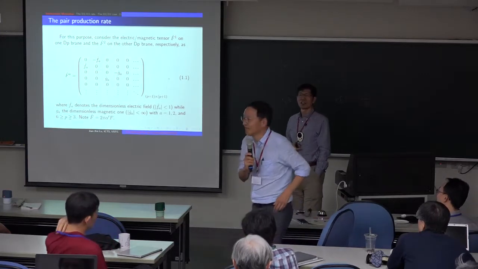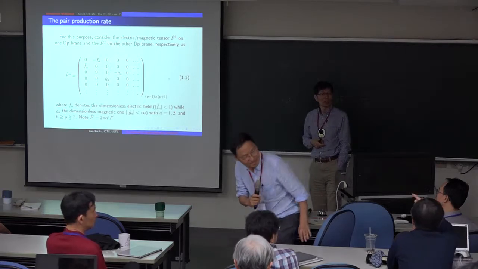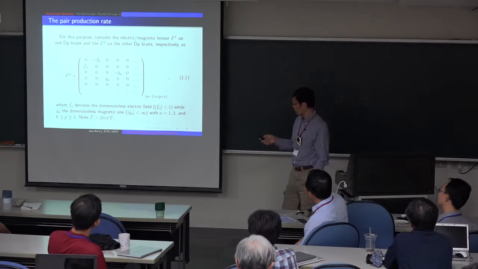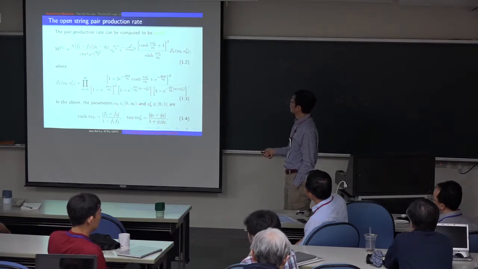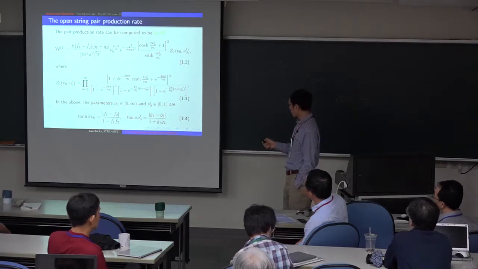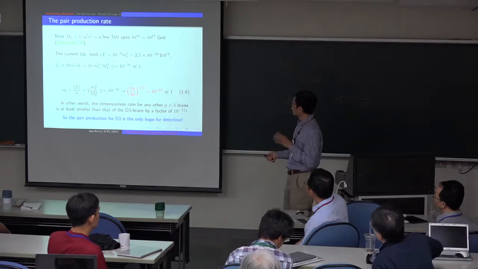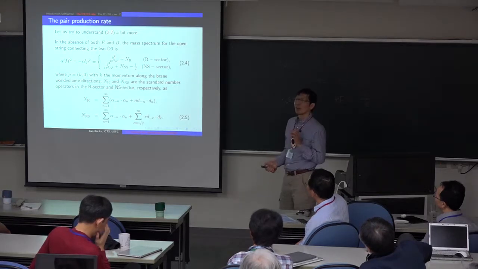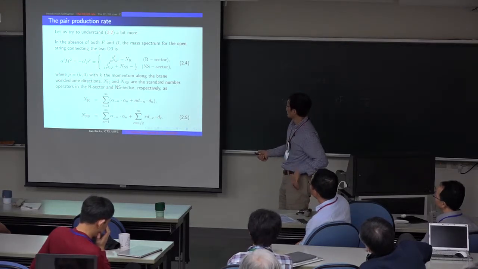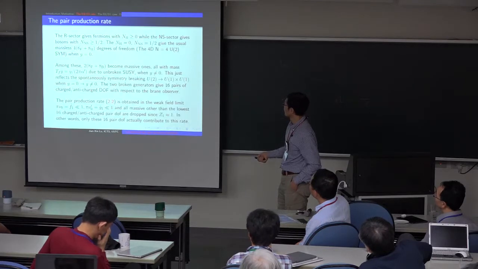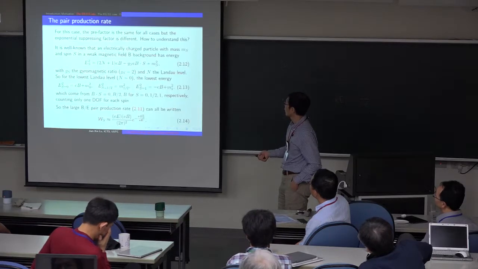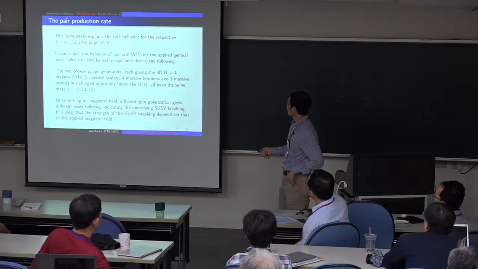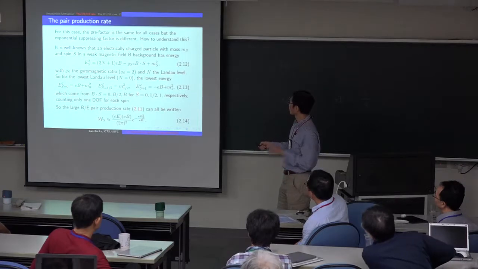Another question: is there any way to understand the E over B factor by a physical argument? Physical argument, okay. E over B. Let me think. Okay, I think I can explain. B over E is larger, right? I just explained it here, you see.